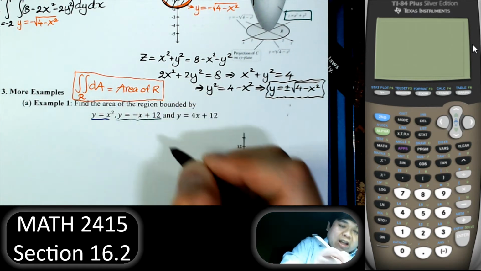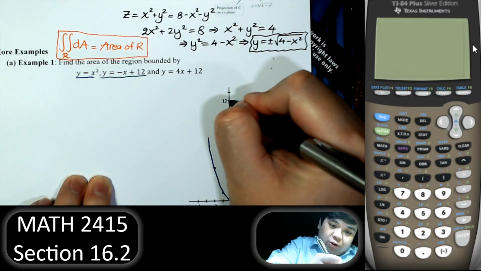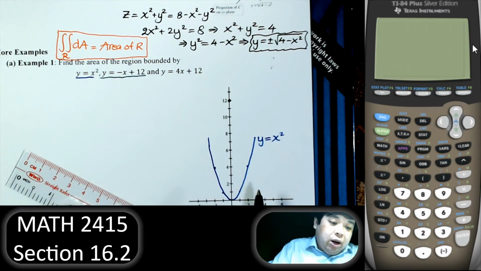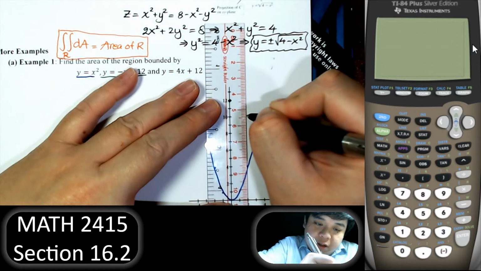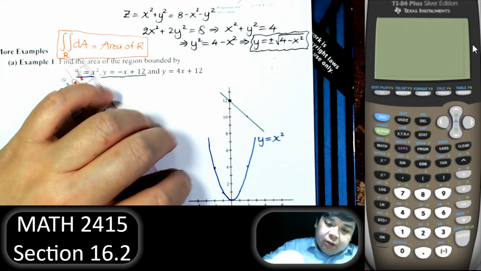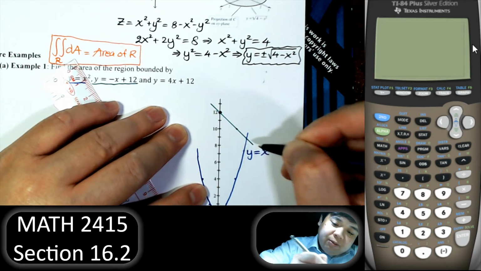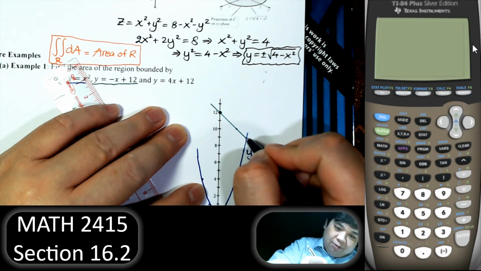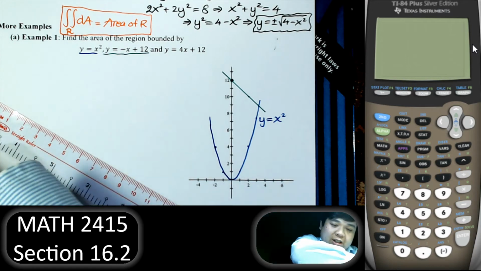y equal to negative x plus 12. So when x equal to 0, y is equal to 12. When x equal to, let's say, 2, then y is equal to 10. So yeah, this graph's not long enough. Yeah, so there's the intersection here.